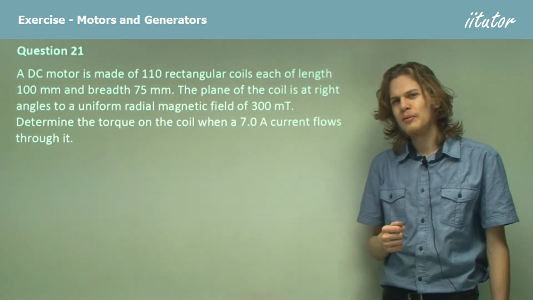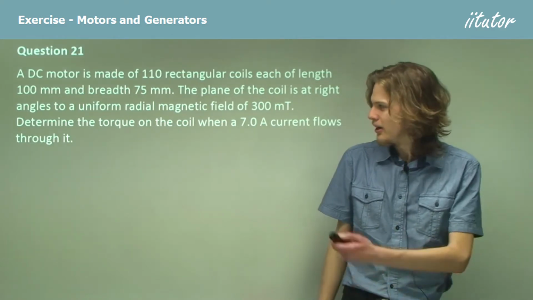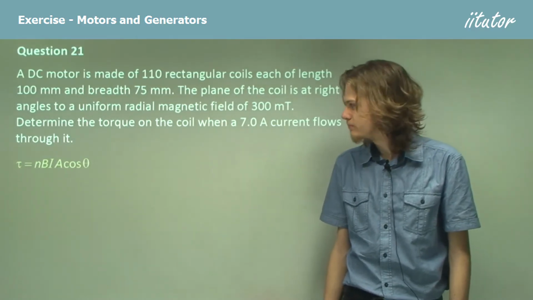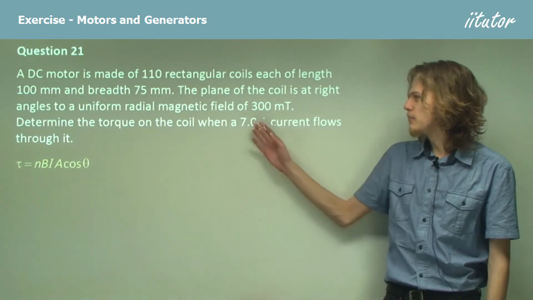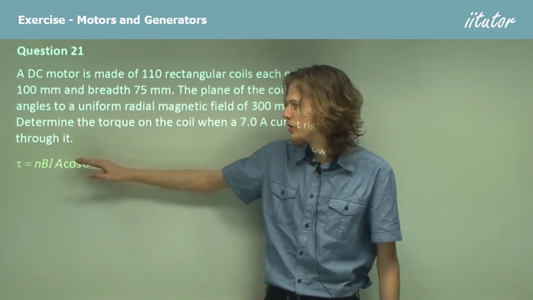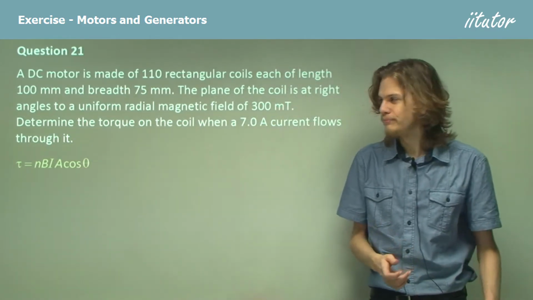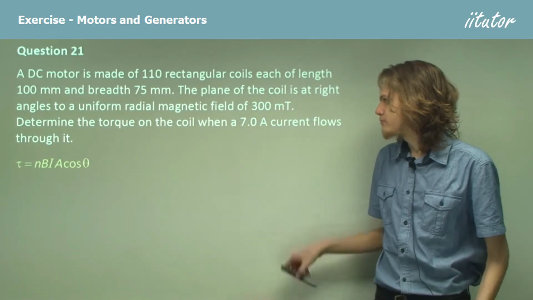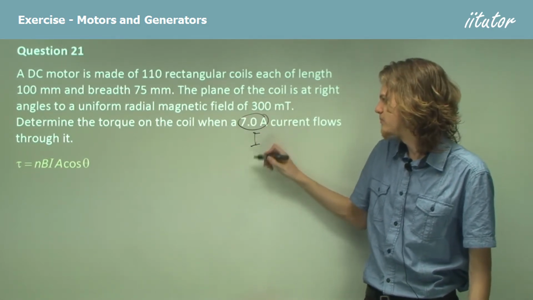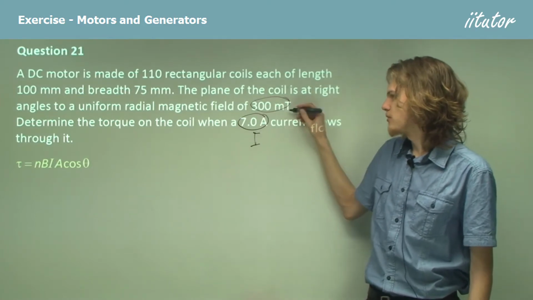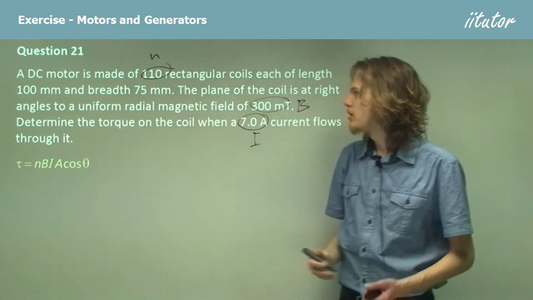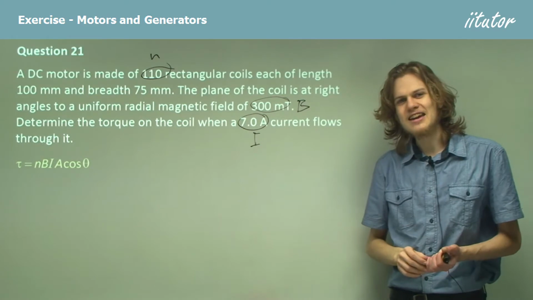Torque. I hope you can remember the equation for torque. It is, of course, torque equals NBIA cosine of theta. So because we have a radial magnetic field, we're always going to have the maximum value for cosine theta, so we can ignore it. It'll just evaluate to 1. So what else do we have? We have the current, so that's I. We have the magnetic field strength, so that's B. And we have the number of turns, so that's N. What we don't have is A, the area.